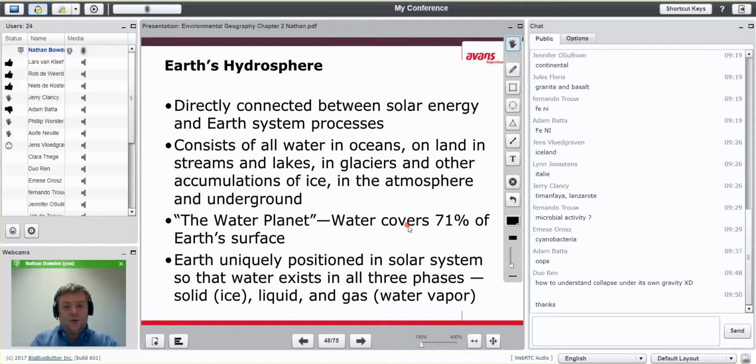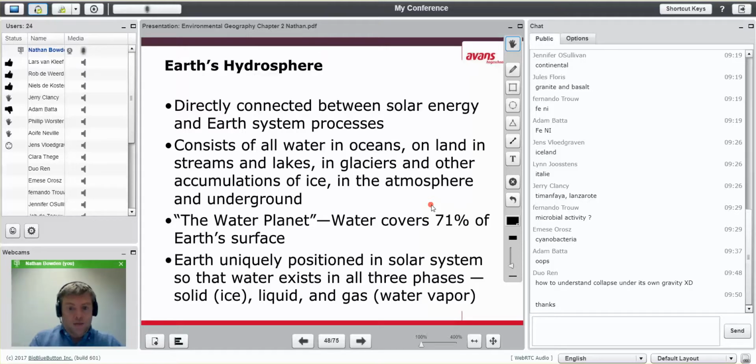Now the hydrosphere. We have two more: the hydrosphere and the biosphere. Leaving the best for last because that's what we are. We're the biosphere. It's directly connected between the solar energy and the Earth's processes. The hydrosphere consists of all water in all oceans, on land, in streams and lakes, and glaciers, so liquid water, solid water, in our atmosphere and underground.